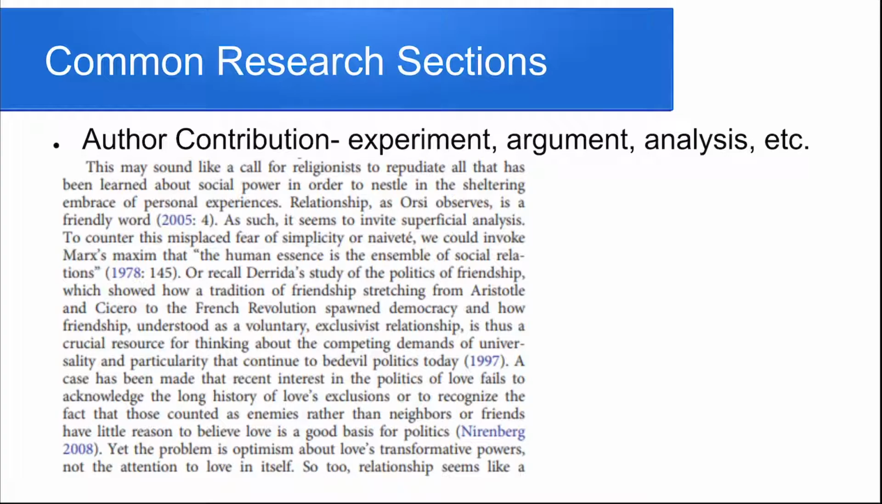In the humanities, it's much more likely to find a traditional argument section, where an author is commenting on a specific set of sources, beliefs, or traditions, and then forwarding their own interpretation based on those different sources. You can pause here and read this example of an author contribution from the article that we've been considering.